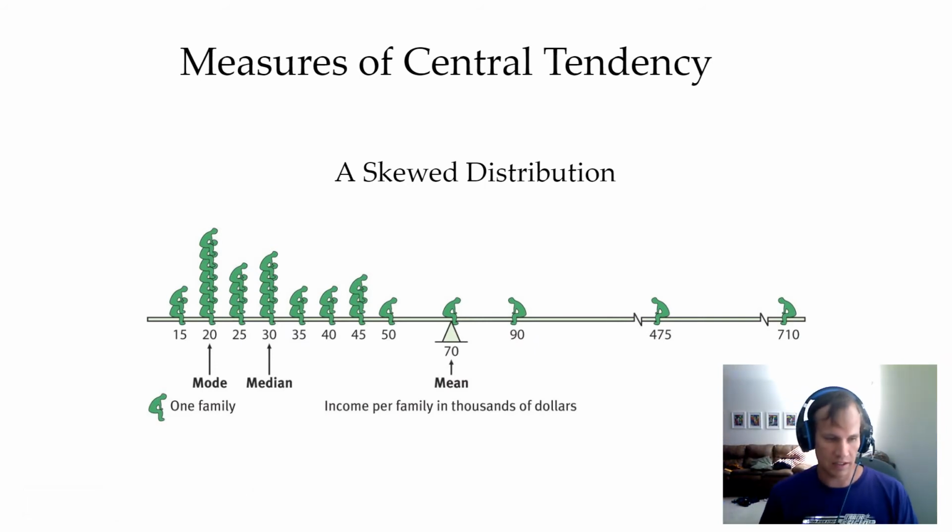Sometimes data looks like that, or you might get a skewed data distribution, where you have a lot of data points pretty much in this area, but then, whoa, some stuff way out here. So, income per family in thousands of dollars. Most people live out here, but then you have your extreme wealth all the way out here in the periphery.